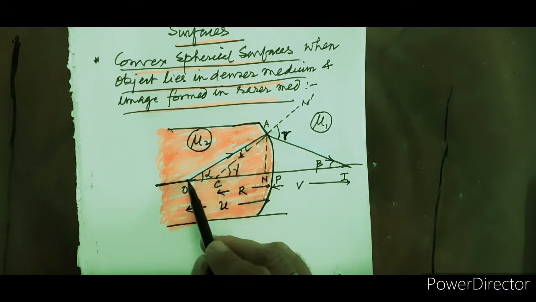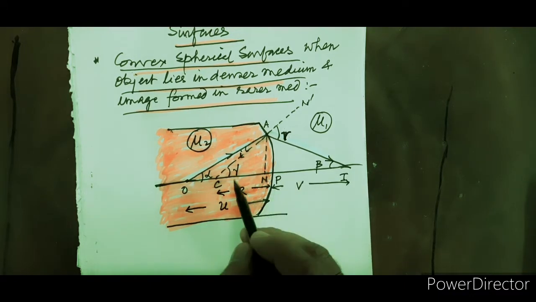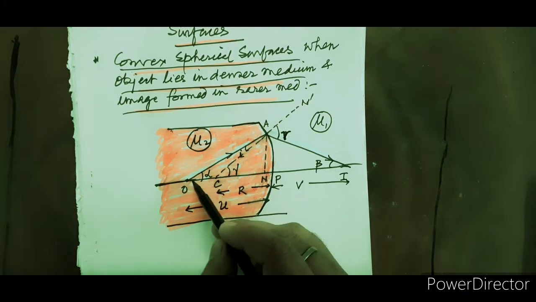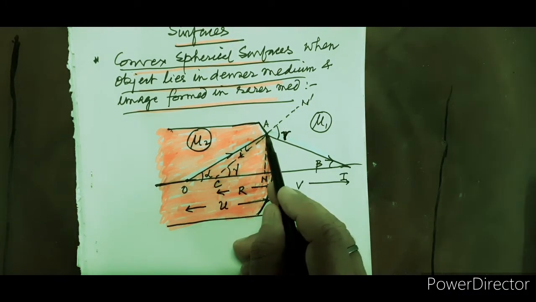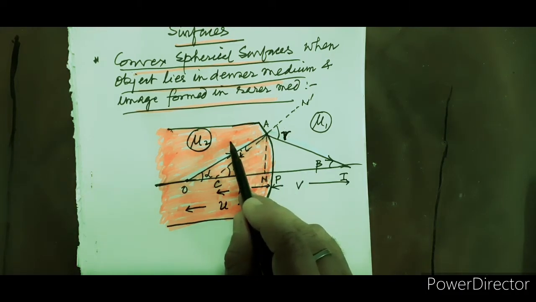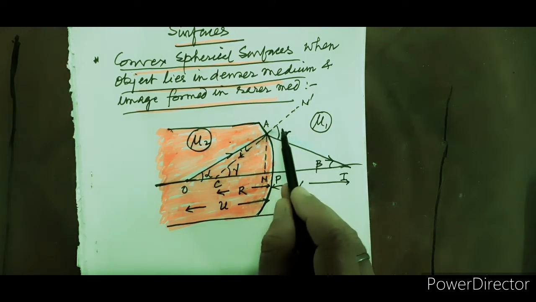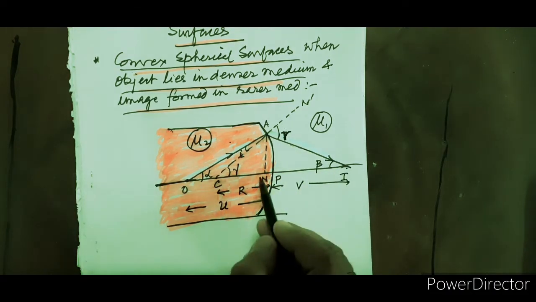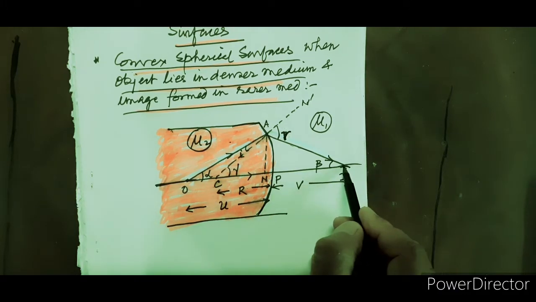The object is in the denser medium, O, a point object. When a ray of light strikes here, what happens? It is going from denser medium to rarer medium, so it goes away from the normal. So this is the way, and the second ray passes directly, so it will meet here. That is your position of the image formation.